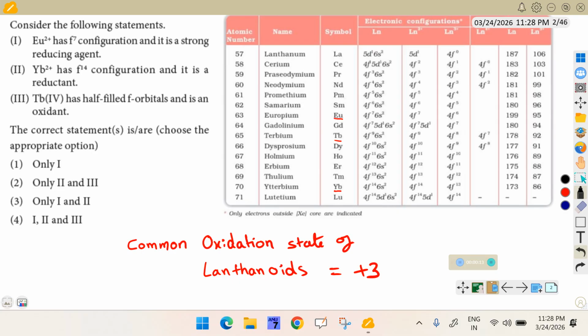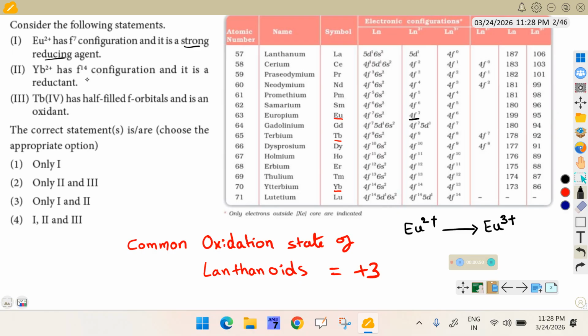Consider the following statements. Eu2+ has f7 configuration and it is a strong reducing agent. Correct. Eu2+ is a strong reducing agent. Why? Because the common oxidation state of lanthanides is +3. If it loses one electron, then Eu2+ is converted to Eu3+.